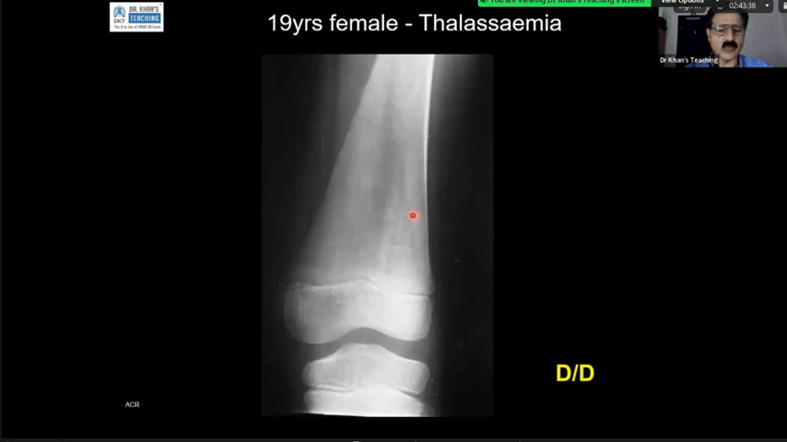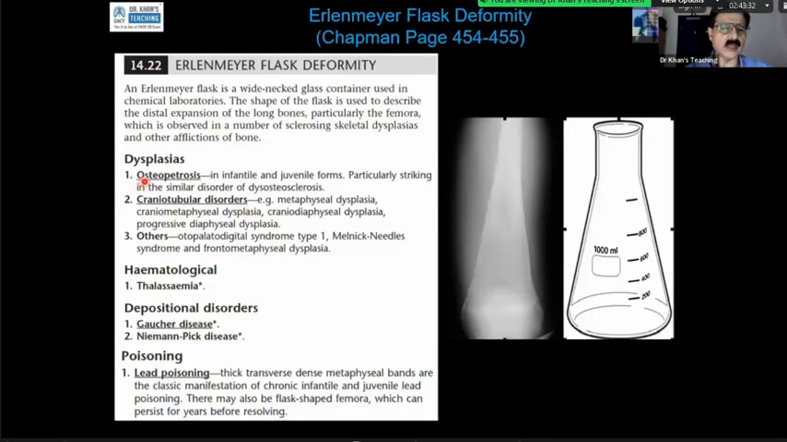So the examiner is going to ask you what else it can be. The main thing you must remember, other than these rare disorders, is that osteopetrosis is one of them, where the bone density will be increased, along with thalassemia, Gaucher's disease, and lead poisoning. By the way, Gaucher's disease, thalassemia, and lead poisoning are in today's curriculum. Of course, osteopetrosis will be high density. So you can say even here that it is not osteopetrosis, but you can consider it in the differential diagnosis.